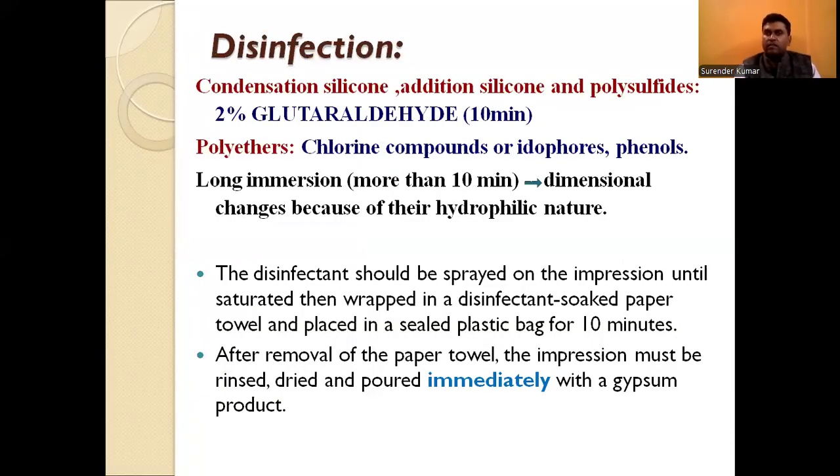Coming to the disinfection methods, condensation silicone, addition silicone, and polysulfides can be disinfected with 2% glutaraldehyde for 10 minutes. Whereas for polyethers, you can use chlorine compounds, iodophores, or phenols. Long immersion, more than 10 minutes, will lead to dimensional changes. So the disinfectant should be sprayed on these impressions until saturated, then wrapped in a disinfectant-soaked paper towel, and you can place it in a sealed plastic bag for 10 minutes. After removal from the plastic bag, the impression should be rinsed, dried, and poured immediately with gypsum.